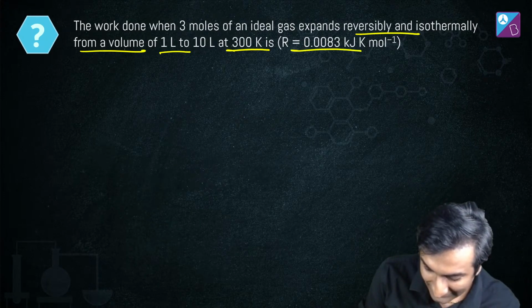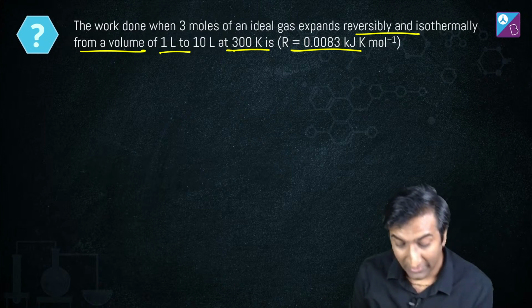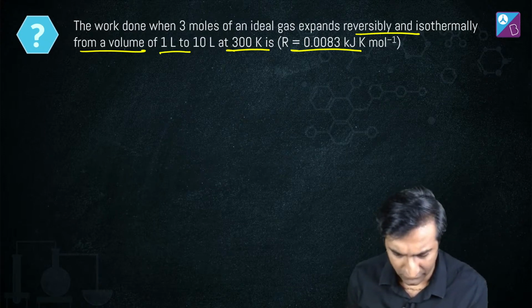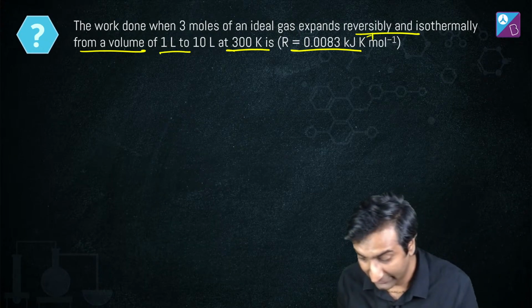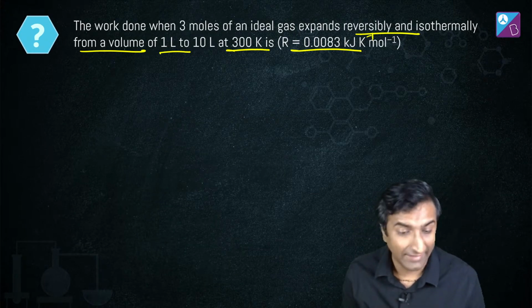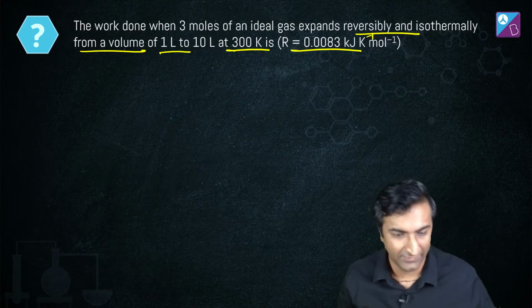So here you go. R is 0.0083 kilojoule Kelvin per mole. Do you like the units? Should be per Kelvin per mole. Anyway, can you try this question out, my good folks? I'll give you some time. Please try it out.